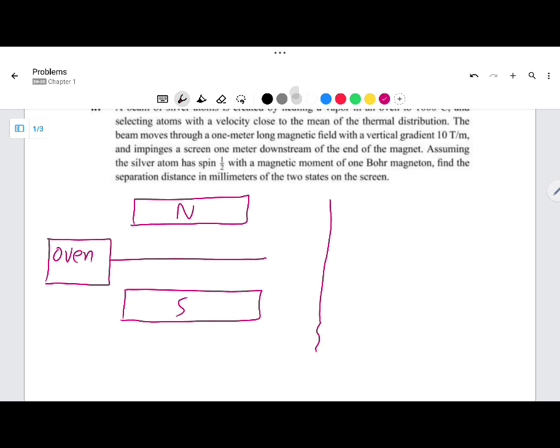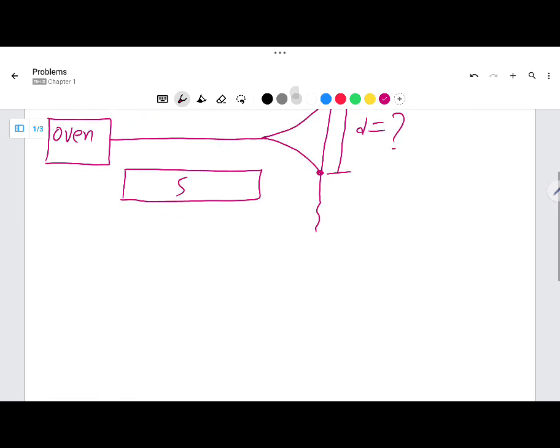So what they are asking us is this, that what Stern and Gerlach found out is that there is a beam separation, which we were calling the spin up and spin down. So there is some intensity here, some intensity here. What we are interested in finding is this aspect, right? Okay, so what do we know from the information given?